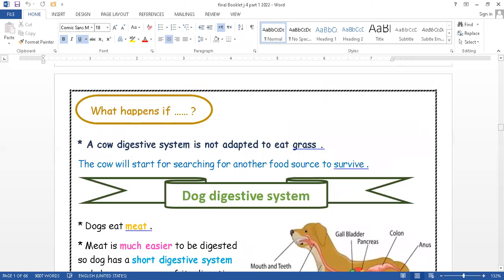So what happens if a cow's digestive system isn't adapted to eat grass? If the cow has a digestive system, but this digestive system isn't suitable with the grass, it has to start to search for another type of food. Why? To adapt with it.